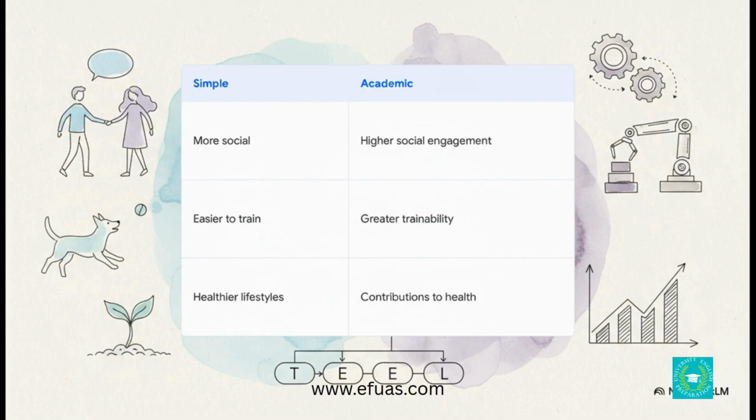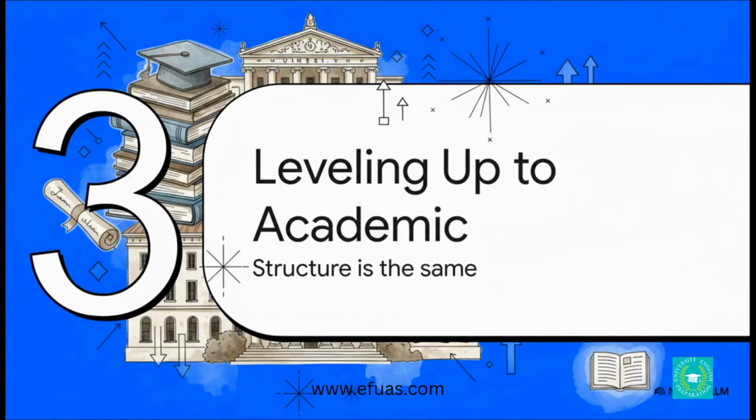More social just becomes higher levels of social engagement. Easier to train turns into greater trainability. The idea underneath doesn't change at all, just the words we use. And the T.E.E.L structure handles both perfectly. So, let's level up. We're now going to apply the exact same four-step T.E.E.L structure to a university-level argument. I want you to watch how the framework stays identical, even as the content gets a little more sophisticated.